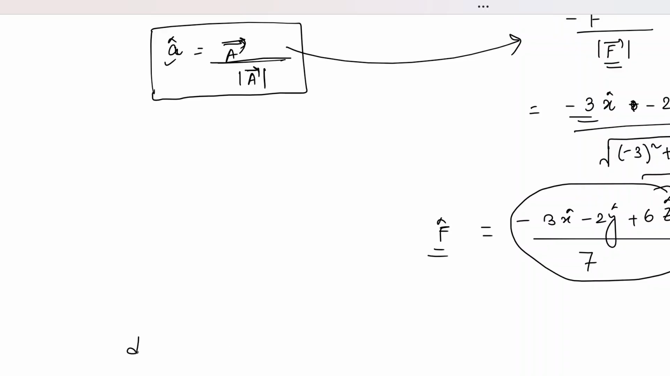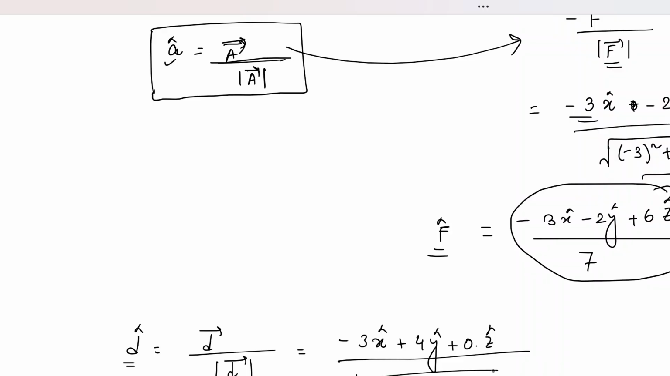Similarly, you have to derive the directional unit vector for the d vector, and you do the same thing. You take the d vector by the modulus of the d vector. And you know from the expression given in the question that this is minus 3x cap plus 4y cap, and it has no z cap component, so it is 0 times z cap, divided by its modulus, which is minus 3 whole squared plus 4 whole squared plus 0 squared. So you have here 1 by 5 times minus 3x cap plus 4y cap. See, this is the direction of the displacement vector.